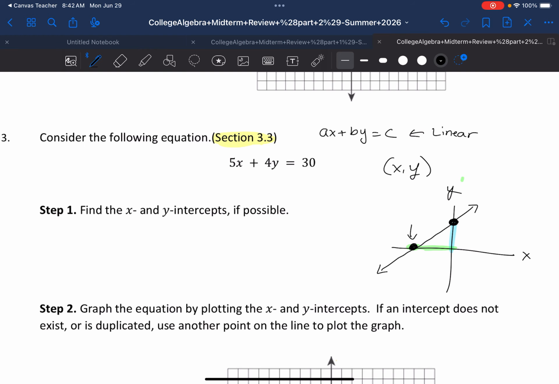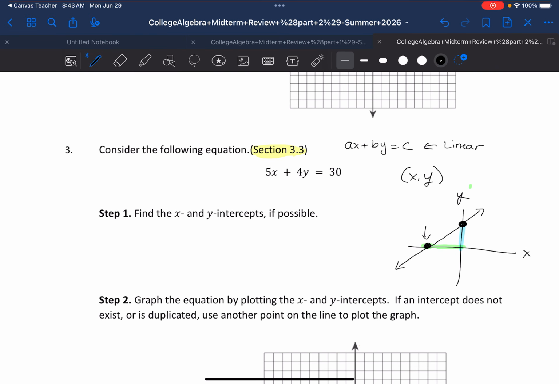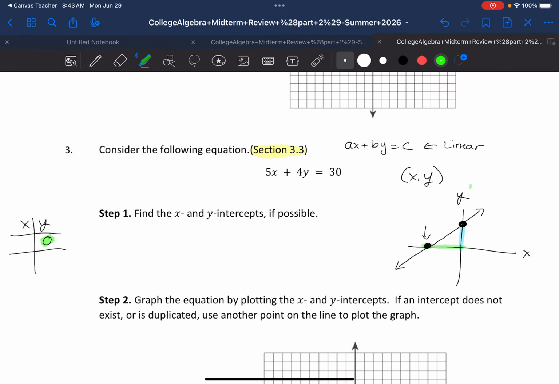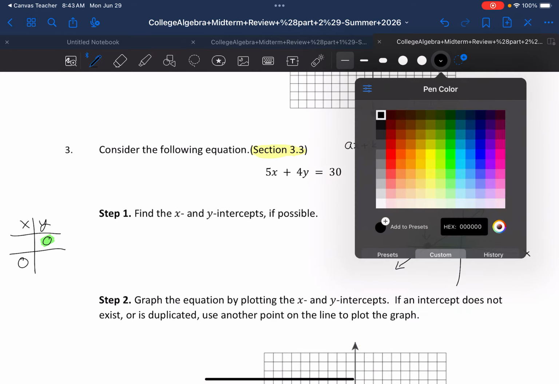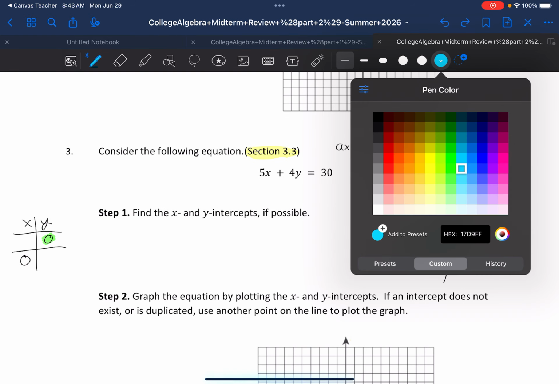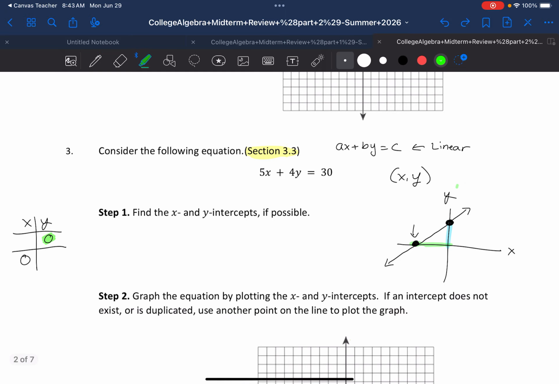So to find the x-intercept, I'm going to make an xy table. To find the x-intercept, we're going to let y equal 0. And to find the y-intercept, we're going to let x equal 0. So you're just doing the opposite. If you're finding the x-intercept, you're plugging 0 in for y. And if you're finding the y-intercept, you're plugging 0 in for x.